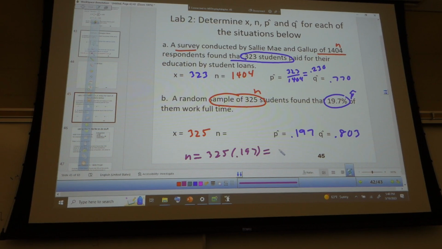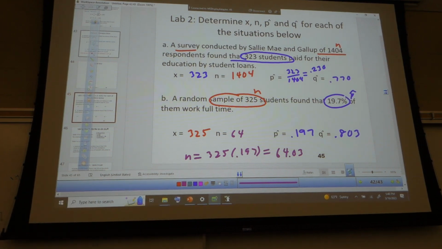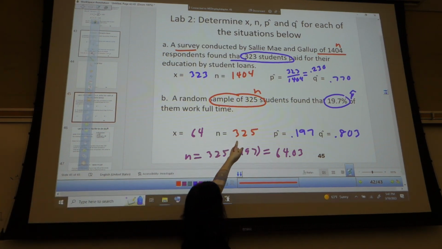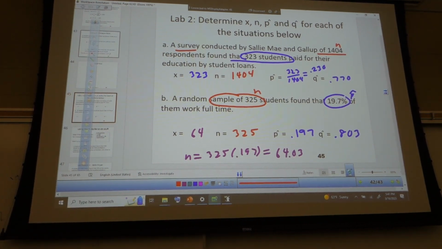I got 64.03 and then I rounded that to 64. Isn't 325 the n value? 64 is x. Oh, I'm so sorry. I totally screwed up. So n is my 325 and x is my 64. Perfect. Thank you for catching that and pointing it out quickly.